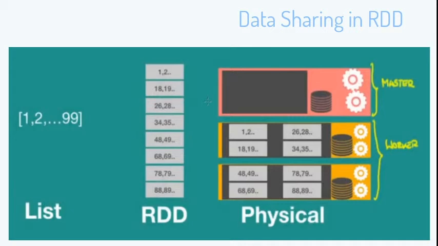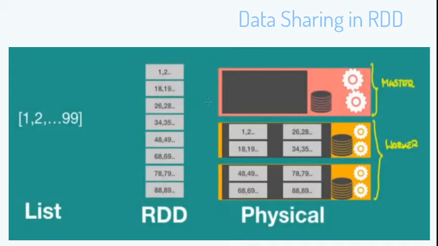Next, it will be transferred to the workers' physical layer. Here you can see I have a workers' physical layer. I am saving those list data into the different workers. It's not a scheduled one, it moves randomly to worker data. Then after that it will be saved and moved to the master data. So this is the working of RDD.